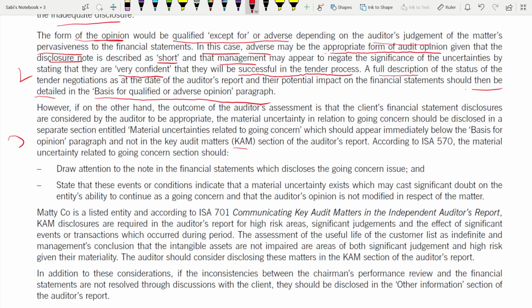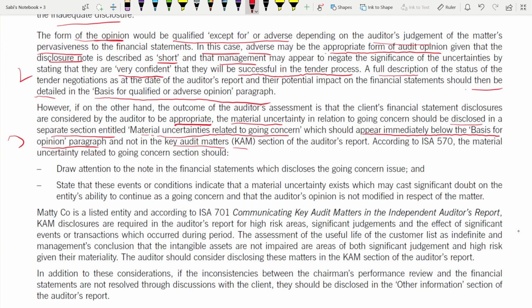So however, if on the other hand, the outcome of the auditor's assessment is that the client's financial statement disclosures are considered by the auditor to be appropriate, that means the disclosures are appropriate. The auditor has determined that the disclosures are appropriate after they have assessed. Then the material uncertainty in relation to the going concern should be disclosed where? In a separate section known as material uncertainties relating to going concern. And this should appear immediately below the basis for opinion paragraph and not in the key audit matters section of the auditor's report.